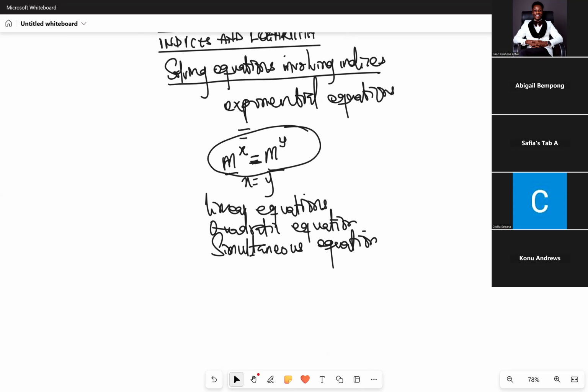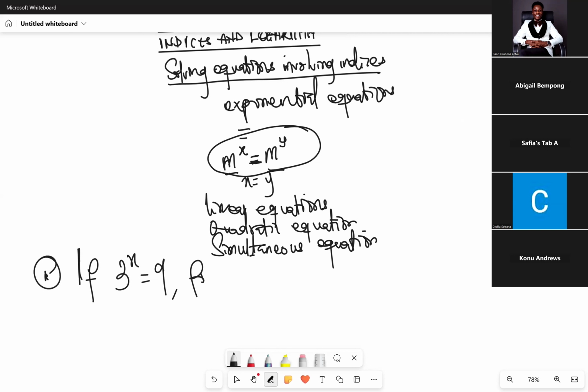To begin with, let's look at our first illustrative example. Assuming you have 3 exponent x equal to 9, and you're asked to find the value of x, how do we go about that? Let me know when you're done writing, and then we talk about it.